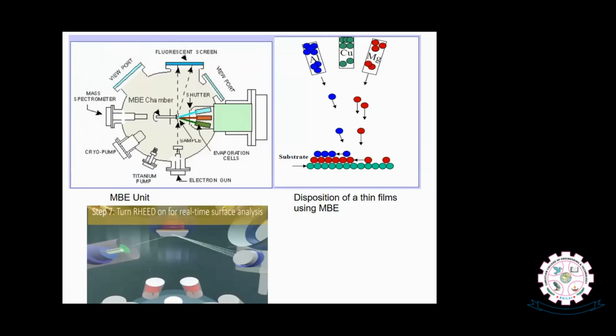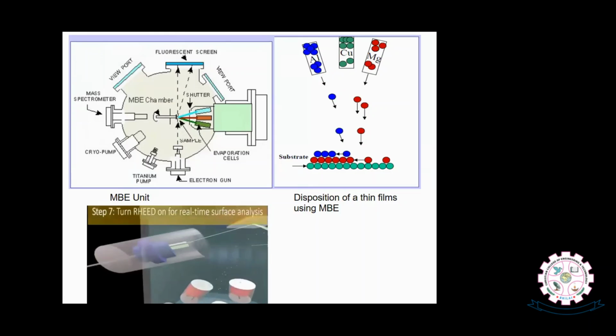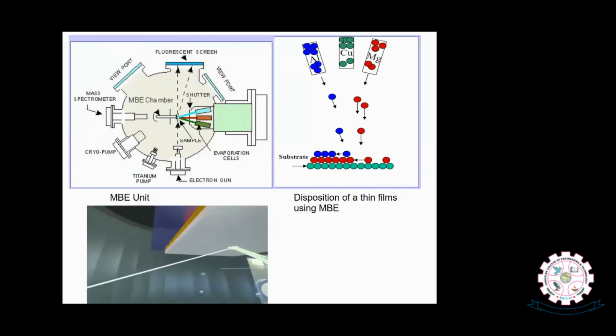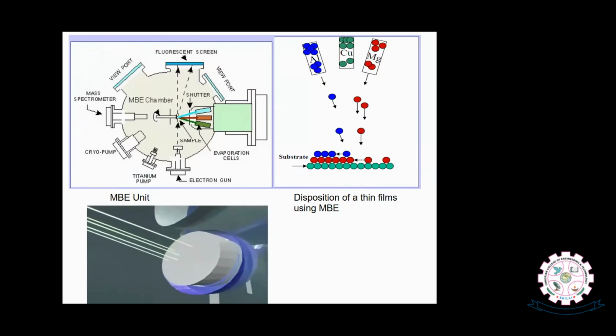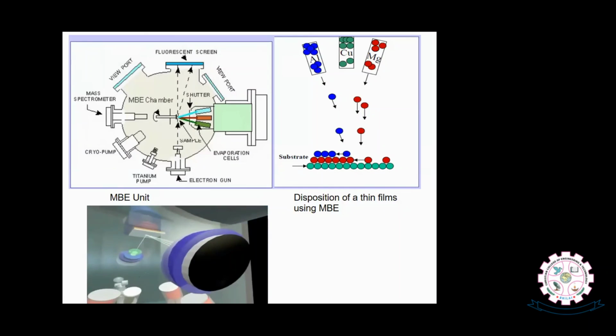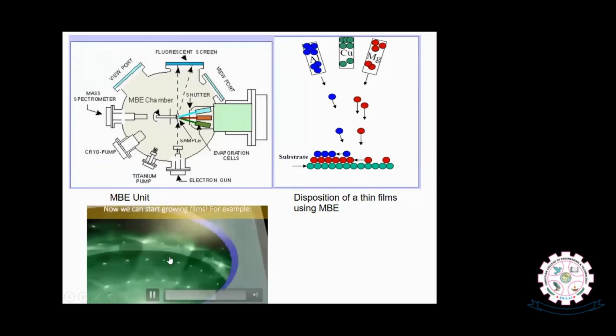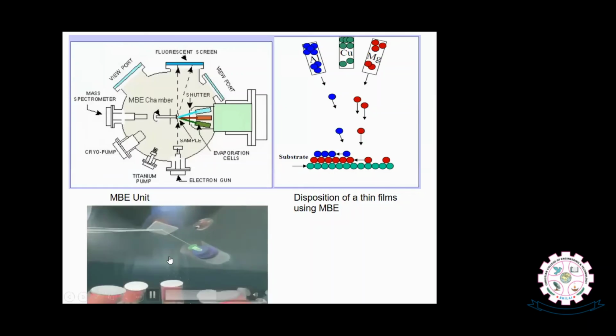Here, you will be able to simultaneously do the XRD, you will be able to measure the thickness, you will be able to measure the film growth simultaneously in the case of molecular beam epitaxy, because the film growth is very carefully controlled. That is the advantage here.